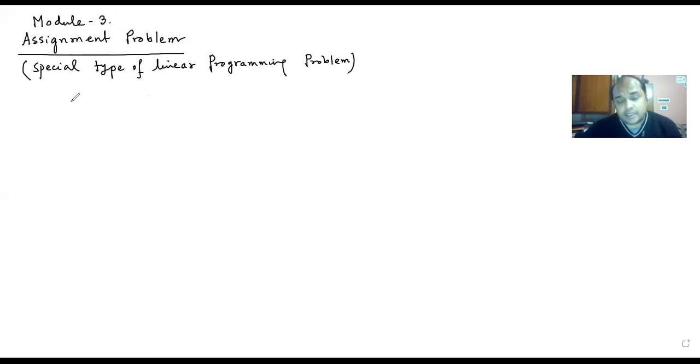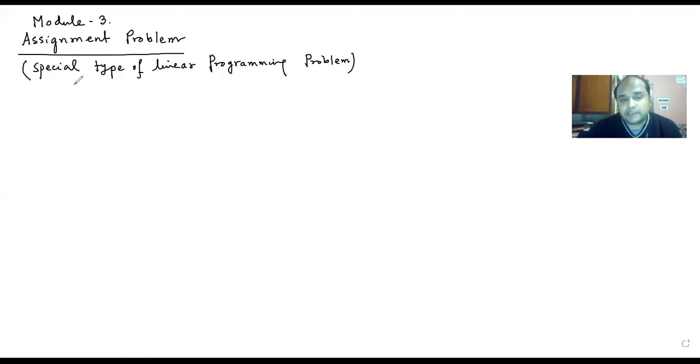Although it is a special type of linear programming problem, its solution doesn't require the application of the simplex method or graphical method, because there are too many variables in this type of problem, and there will be too many equations. If I try to apply the simplex process to the given assignment problem, that would be a tedious job. Theoretically, this can be done, but practically, we don't apply the simplex method to solve this type of problem. But it is a special kind of linear programming problem.